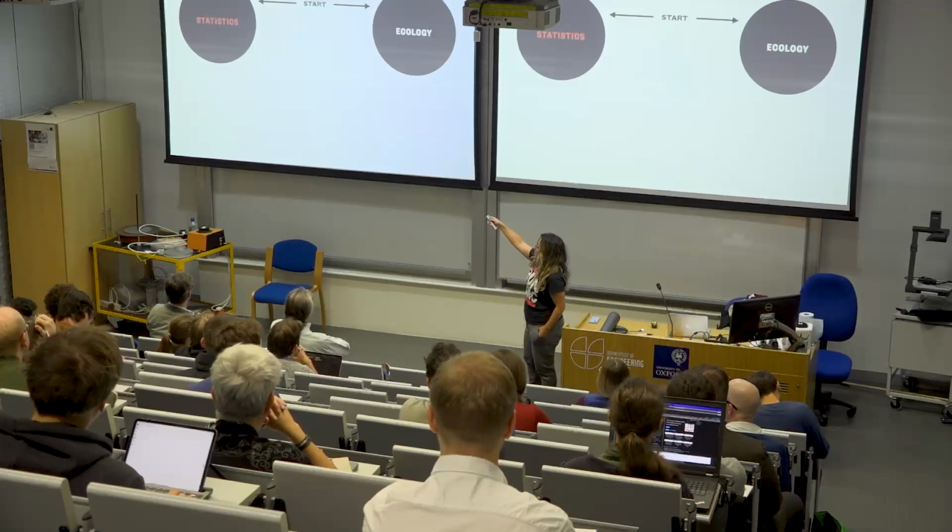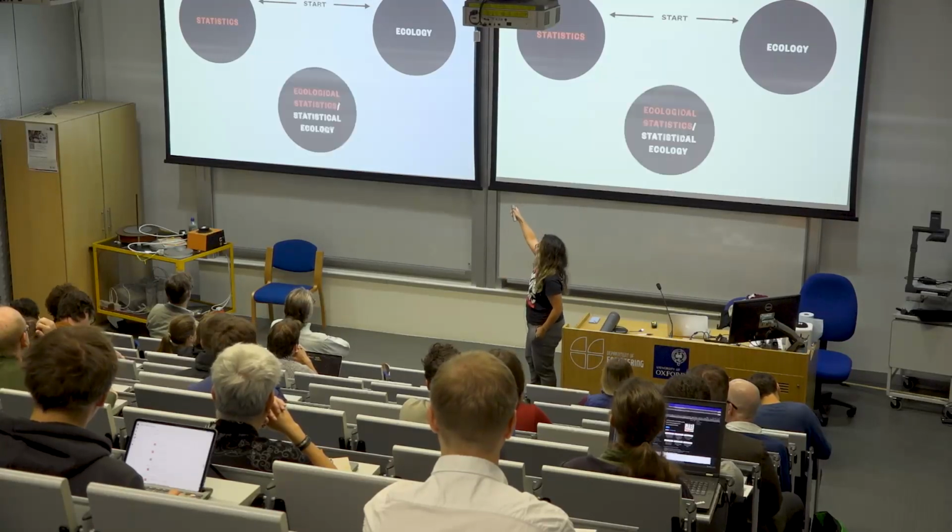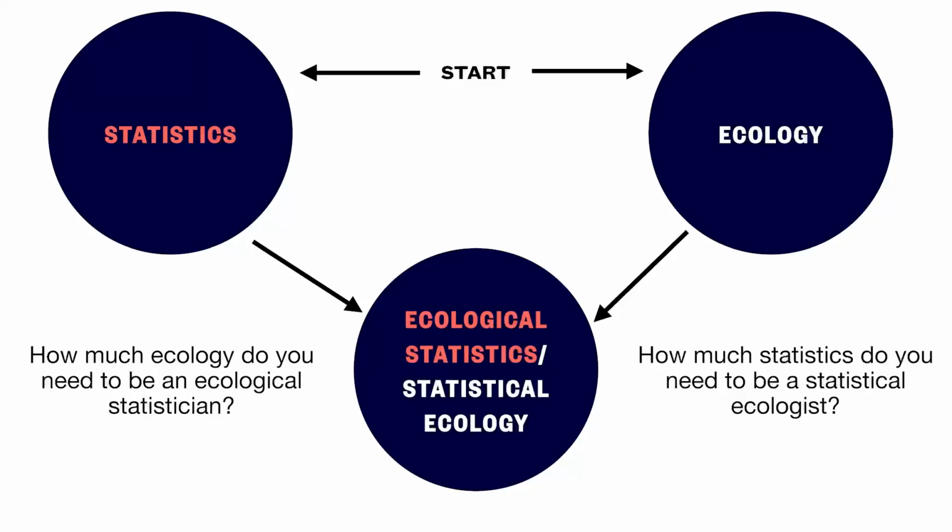I started on the left, statistics. There's a lot of people that start on the right, ecology. And you can either call it ecological statistics or statistical ecology. It doesn't really matter. You get there either way. And the question is always, well, how much statistics do I need in order to be a statistical ecologist? How much ecology do you need to be an ecological statistician?